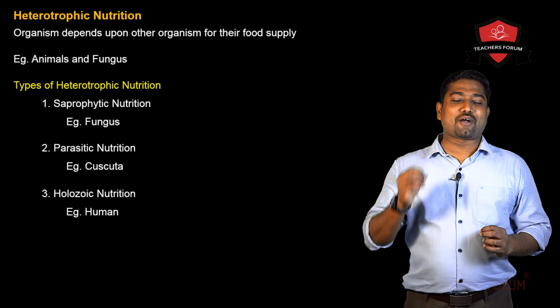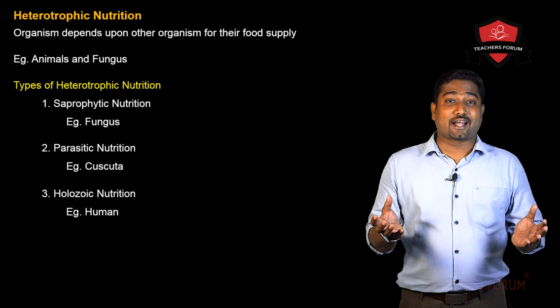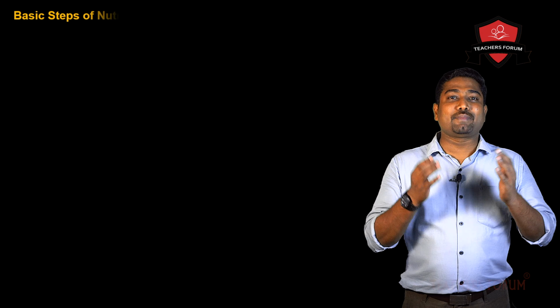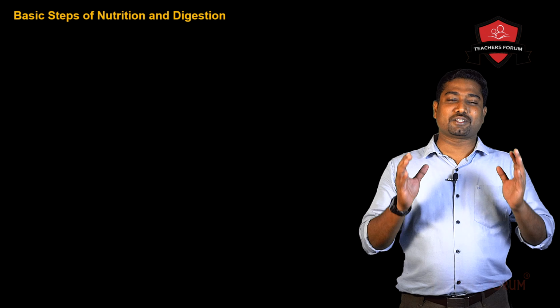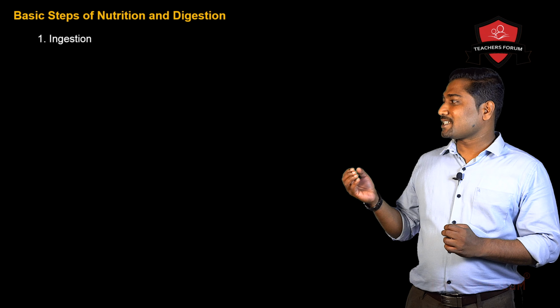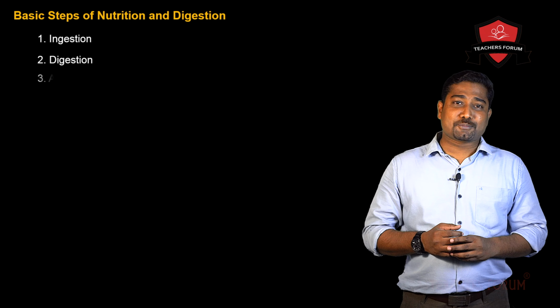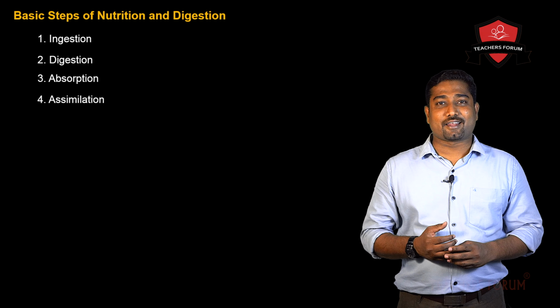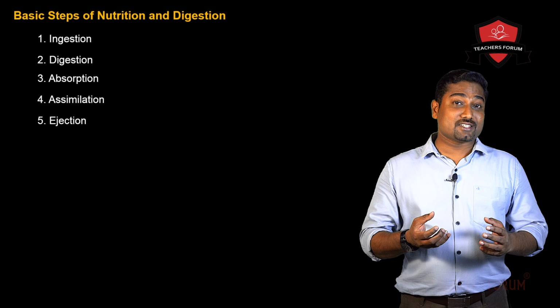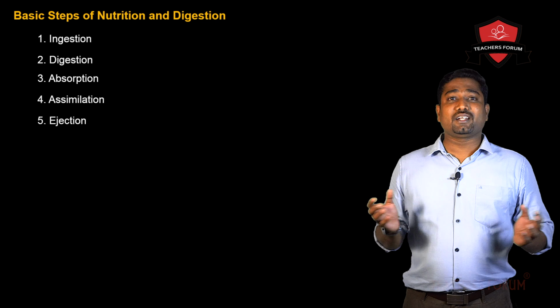So different organisms have different methods of obtaining and digesting food materials. But the basic steps of digestion and absorption remain the same. They are ingestion, digestion, absorption, assimilation and the elimination or egestion. Ingestion is the process of intake of food.